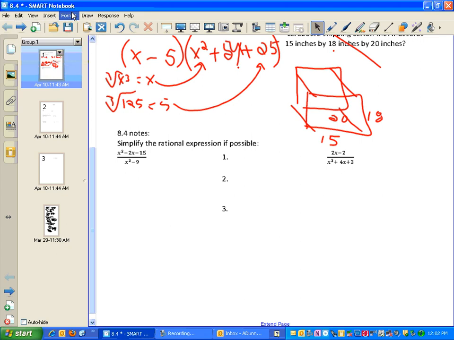Unless you can cancel from every single term, don't cancel. In other words, I have an x in 3 out of the 5 terms. Can I reduce everything by x? No. Okay? So be careful about your canceling. The first thing you want to do is factor.